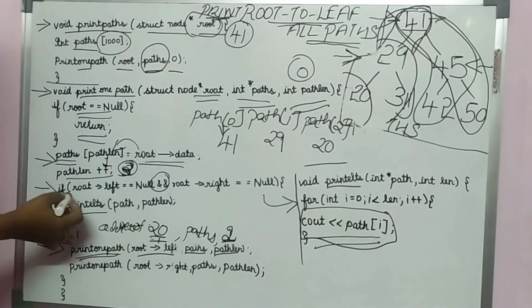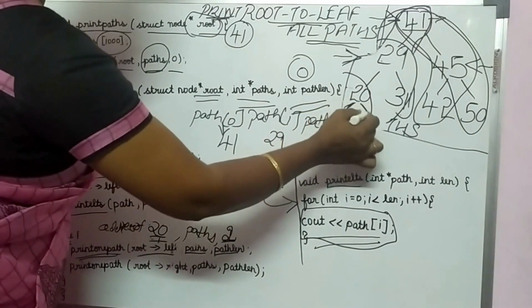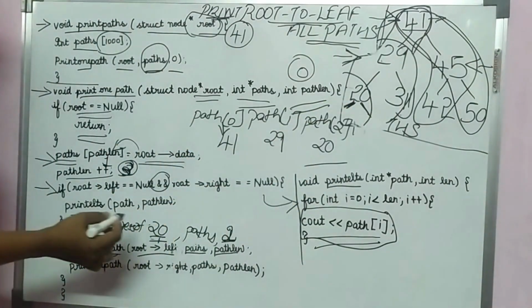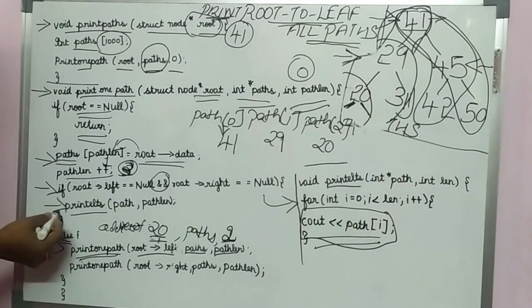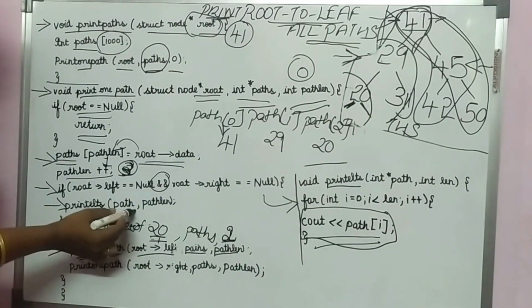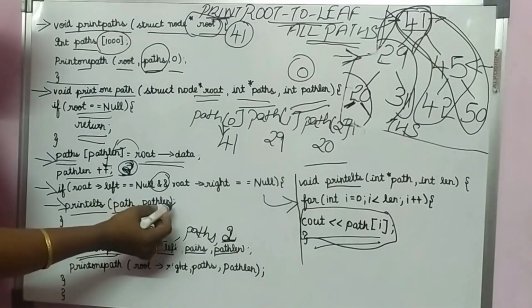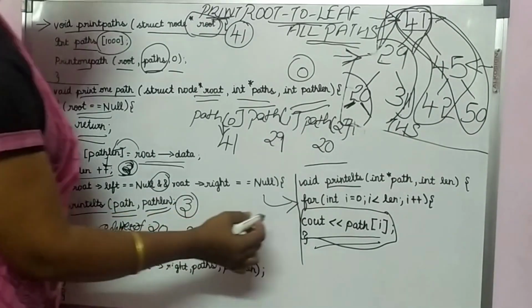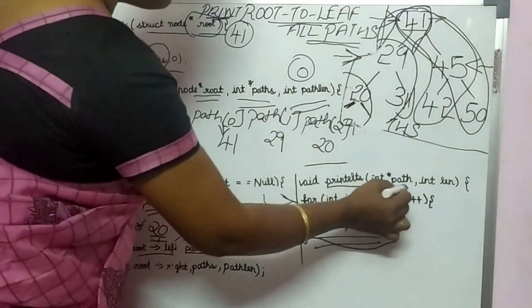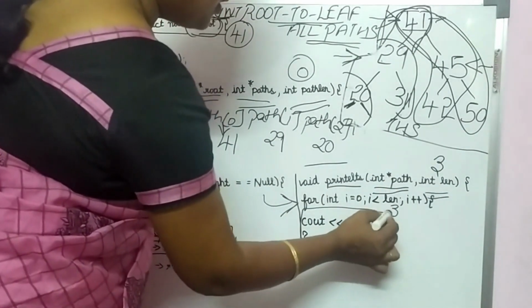After which it will check whether root of left and right is null. For 20, can you see it is a leaf node, so the root of left as well as right is null. So once it reaches the condition, what do we do? We call the print elements function. For this function we have two parameters. One is the array name and the other is the length. So the array name is path and the length we are supposed to send is 3. We are passing that. And the control comes over here. So here we have the array name and the length collected is 3.